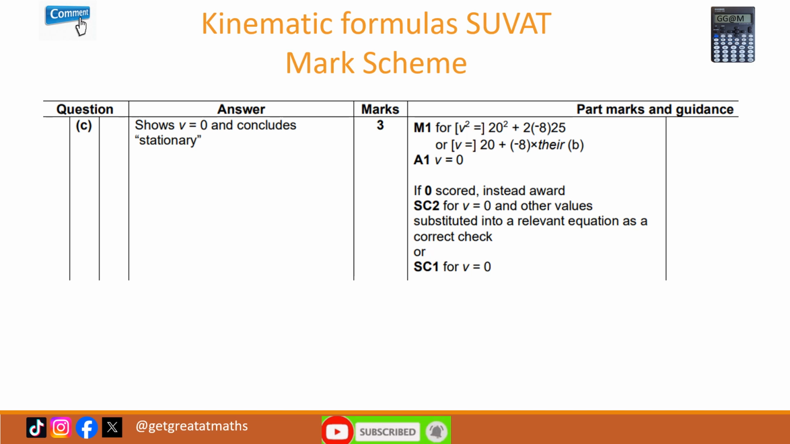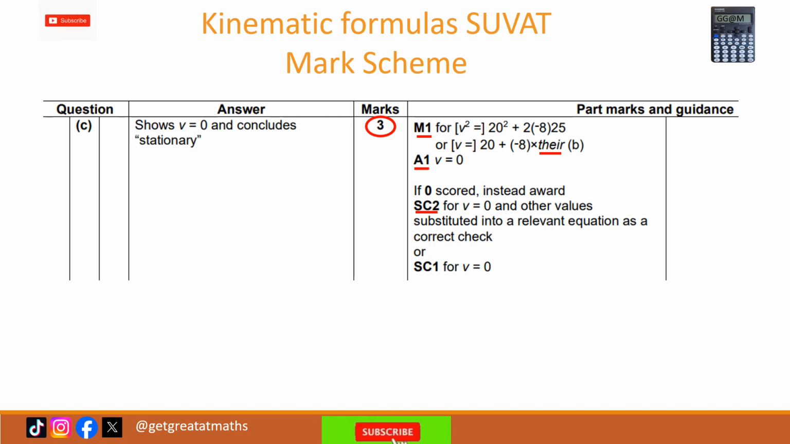The mark scheme for this question shows there are 3 marks available. M1 is a method mark. That means using the answer that you got in part B, so this is part C of the question, using the answer you got earlier on. And A1 is an answer mark.